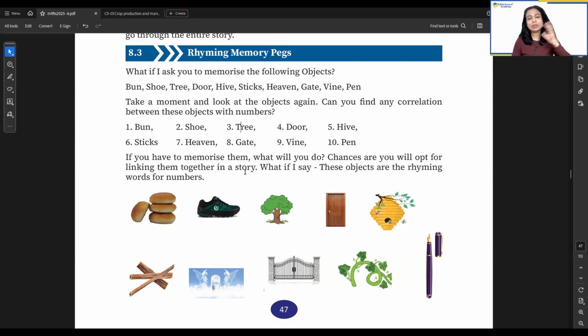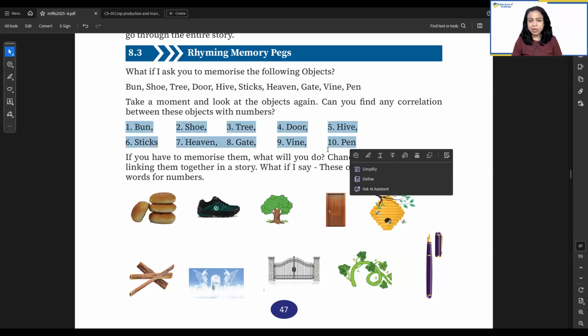So 1 rhymes with bun, 2 is shoe, 3 is tree, 4 is door, 5 is hive, 6 is sticks, 7 is heaven, 8 is gate, 9 is wine, 10 is pen. So what I've done is I have created 10 words which rhyme with numbers. And now when I ask you, tell me what is the seventh number?